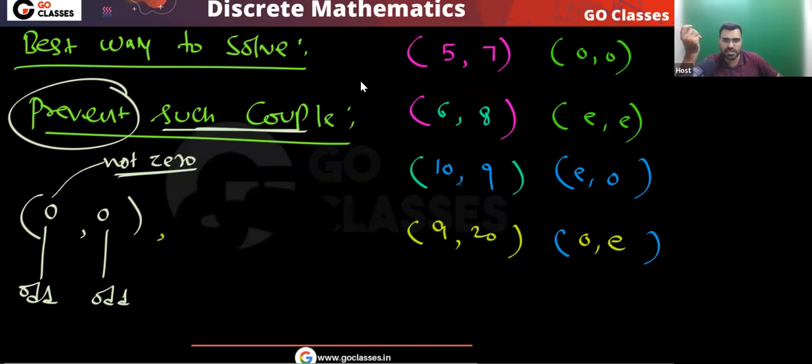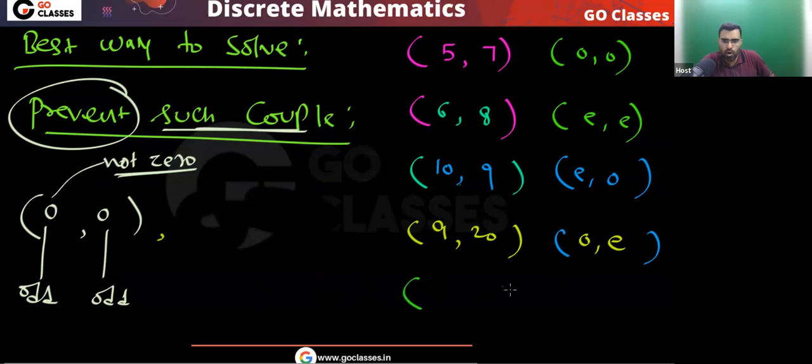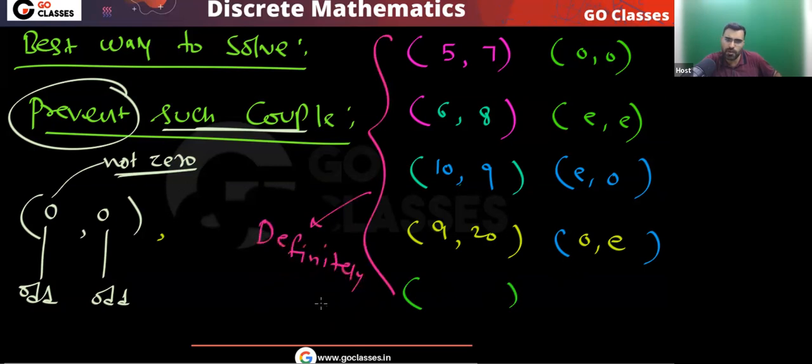Now, something interesting. So far, there is no couple. We don't have any couple so far. But if I give you one more, now what will happen? Definitely a couple will come. Yes or no? Now, definitely a couple occurs.